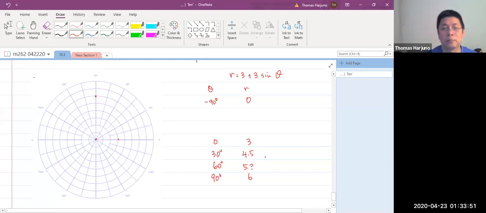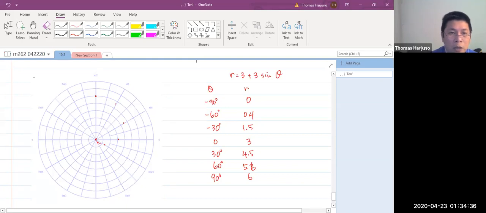5.6. Okay, so negative 30 degrees, that will be 1.5. Negative 60 degrees, that will be 0.4. So at negative 60 degrees, 0.4. Negative 30 degrees is 1.5. 0 degrees is 3. 30 degrees is 4.5. 60 degrees is 5.6.